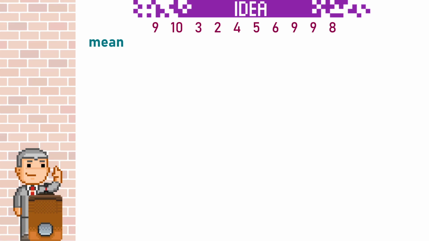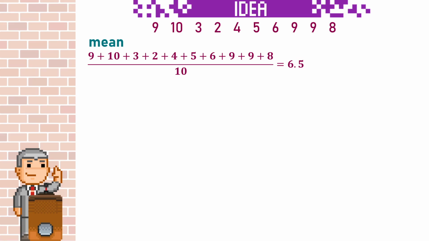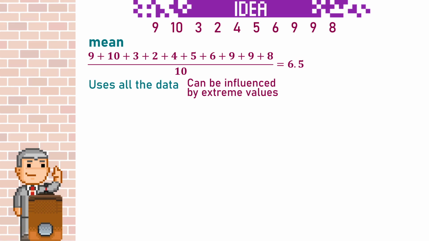So we're going to start with the mean, and it's found by adding up all the numbers and then dividing by the amount of numbers. Now the benefit of the mean is that it uses all the numbers, so it makes a good representation of the data. The downside is that it can be influenced by extreme values. Imagine if we had 1 million in this list, what would happen to that mean?